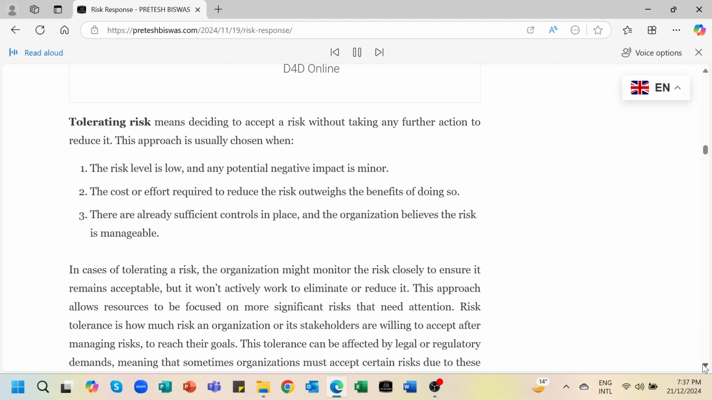Tolerate risk. Tolerating risk means deciding to accept a risk without taking any further action to reduce it. This approach is usually chosen when the risk level is low and any potential negative impact is minor. The cost or effort required to reduce the risk outweighs the benefits of doing so. There are already sufficient controls in place, and the organization believes the risk is manageable.